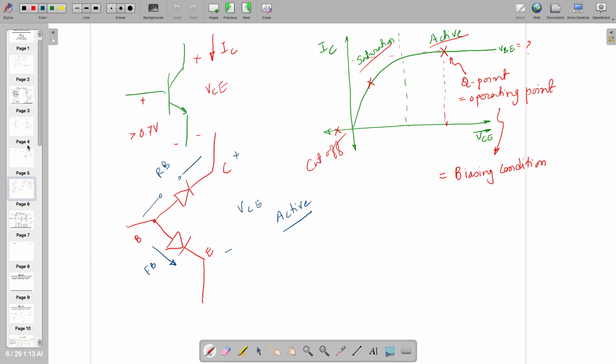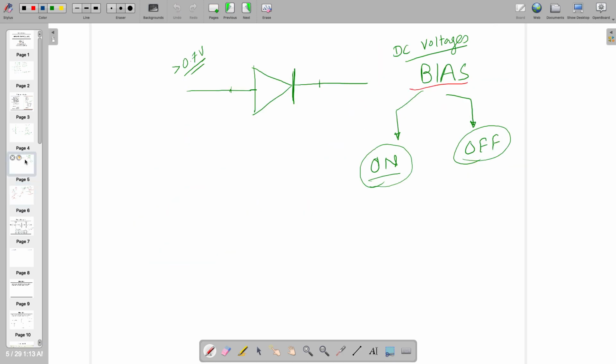Okay. So if you understand biasing condition, is there anybody who does not understand biasing? Eswara, can you tell me what is the biasing condition? Or bias or operating point or Q point? Active is the active mode of operation, like the one you are doing in a diode. You are calling this forward bias. This one you are calling reverse bias.